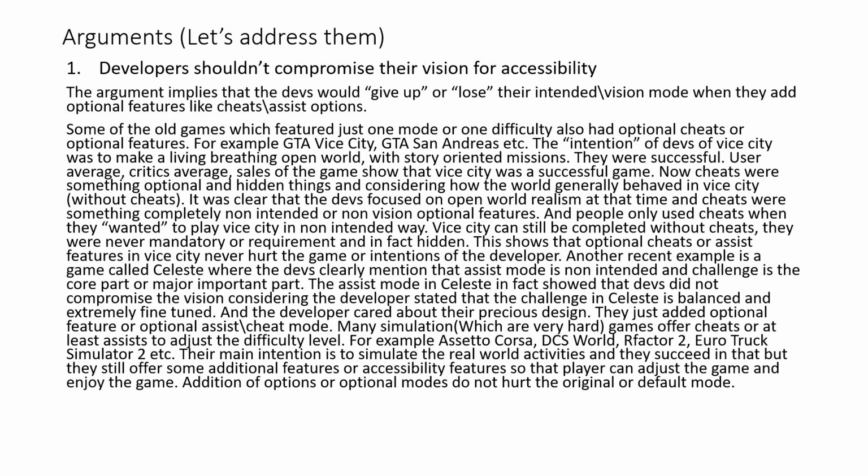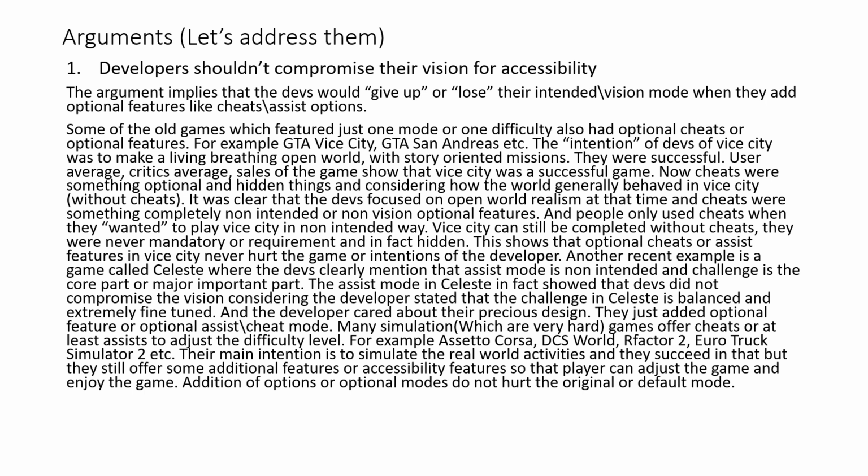So let's talk about the arguments. The first argument: developers shouldn't compromise their vision for accessibility. The argument implies that devs would give up or lose their intended vision mode when they add optional features like cheats or assist options. Some of the old games which featured just one mode or one difficulty also had optional cheats or optional features. For example, GTA Vice City, GTA San Andreas, etc.